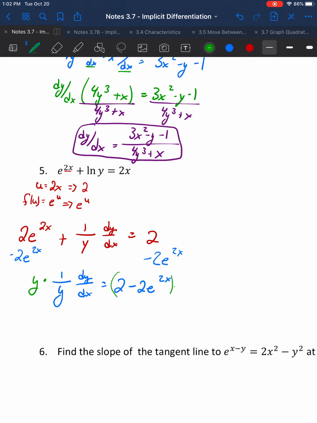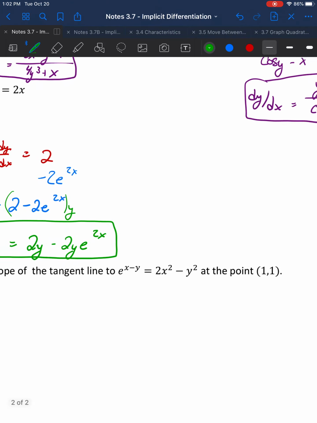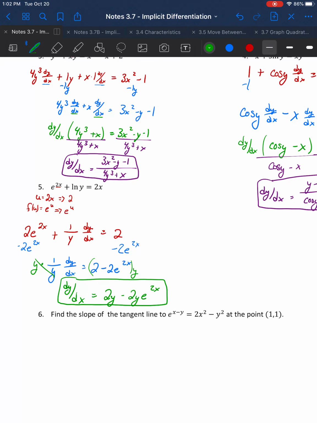I want dy dx by itself, so I'm going to subtract this over to the other side. Now I want dy dx by itself, so I'm going to multiply both sides by y, because y times 1 over y will cancel that. And that will make 2y minus 2y e to the 2x.